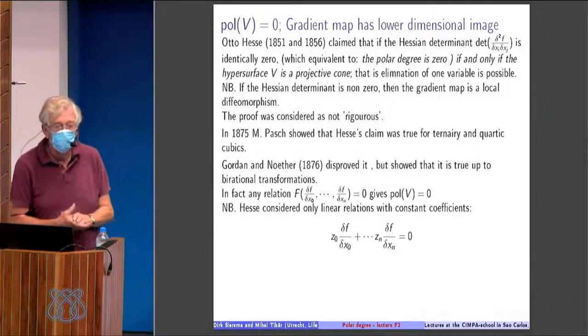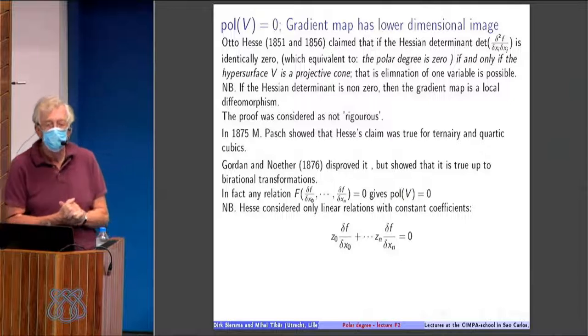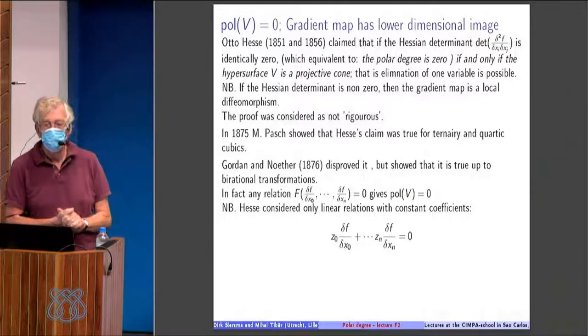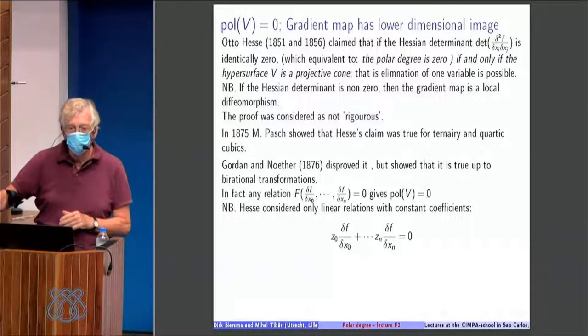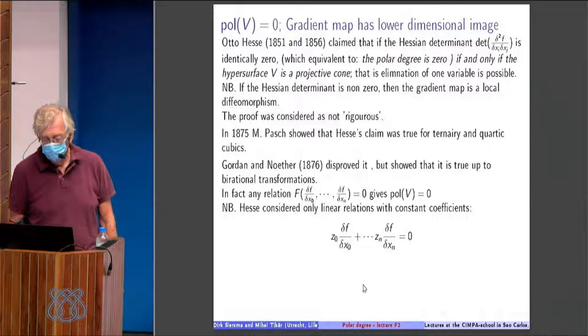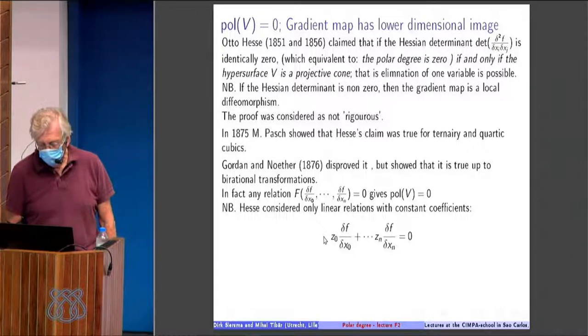Since if you have a relation between the partial derivatives, the image is not a full image, but a hypersurface. So regular values are not in the image. This means that it is 0. And why did it go wrong with Hesse? Because he had only considered linear relations and not relations in the ideal.